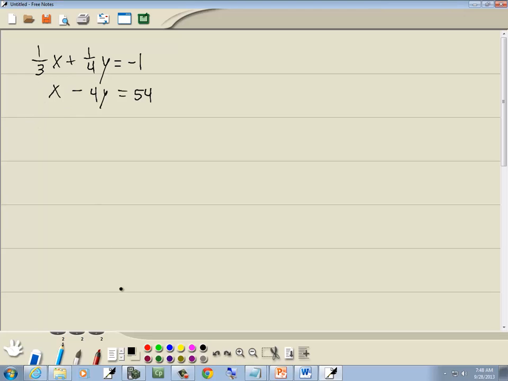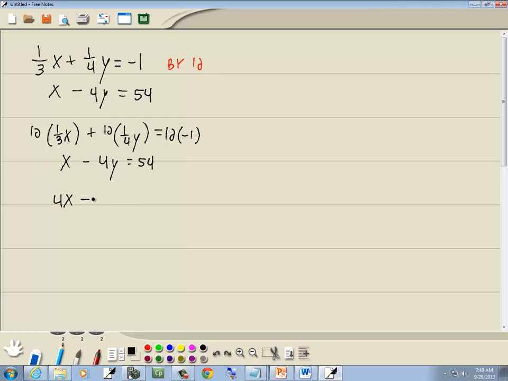So we're going to multiply everything in the first equation by 12. I've got 12 times 1/3 x, 12 times 1/4 y, and 12 times -1. The second equation remains as is for now. 12 times 1/3 is 12 divided by 3, so that's 4x, plus 12 times 1/4 is 12 divided by 4, which is 3, so we've got 3y, and 12 times -1 is -12. And then we've got x minus 4y is equal to 54.